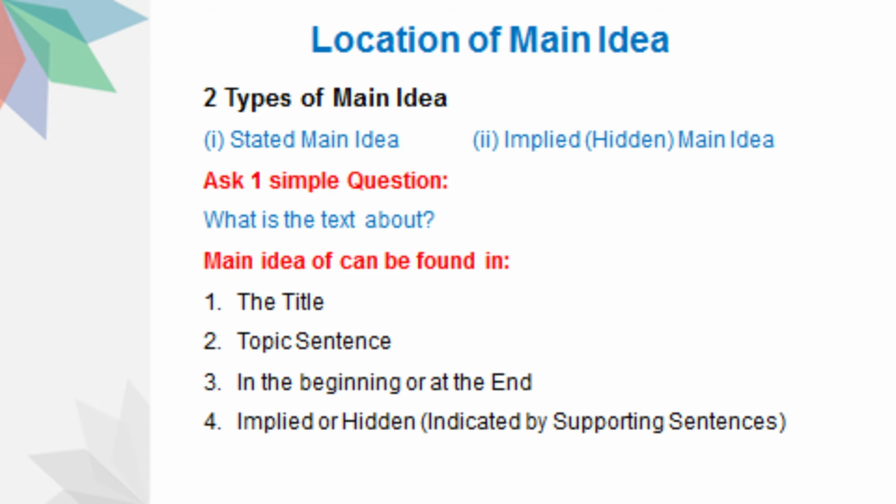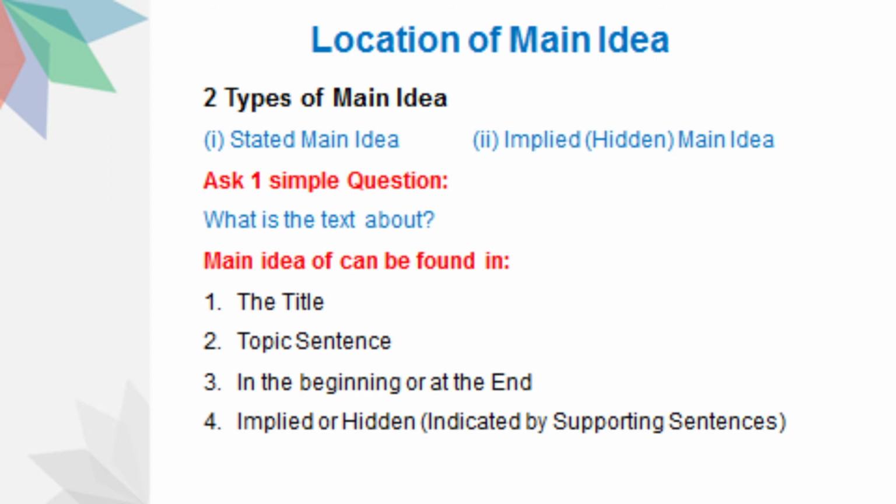Now, talking about the location of the main idea, focus on one simple question. Ask a simple question to yourself as a reader. If you're reading a text and you are trying to find the location of the main idea, ask one simple question: what is the text about? It means, what is the idea that covers the text? What is the idea that controls the text? What is the idea which is the central, the heart of the text? And if you find the answer, remember, you find the main idea.